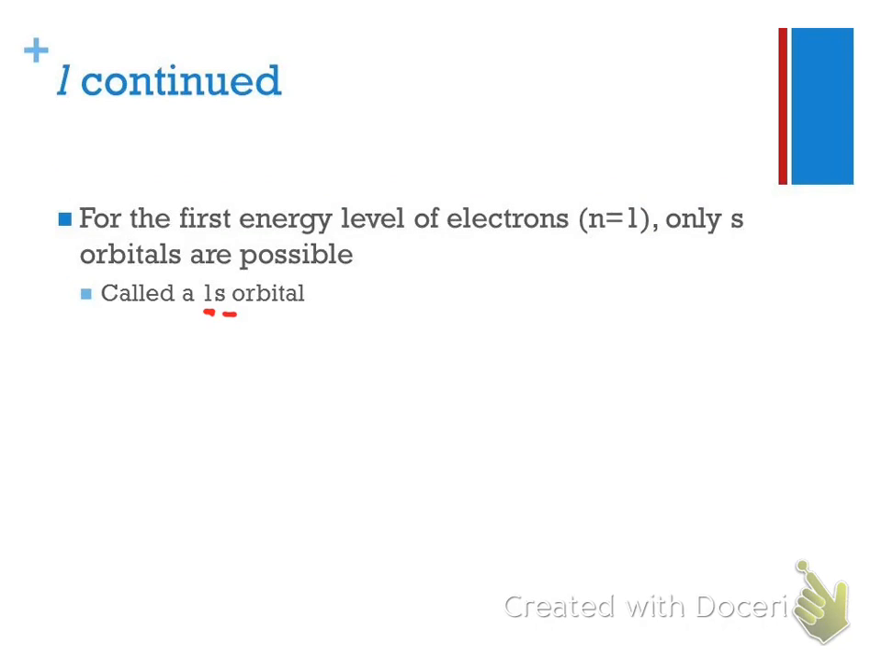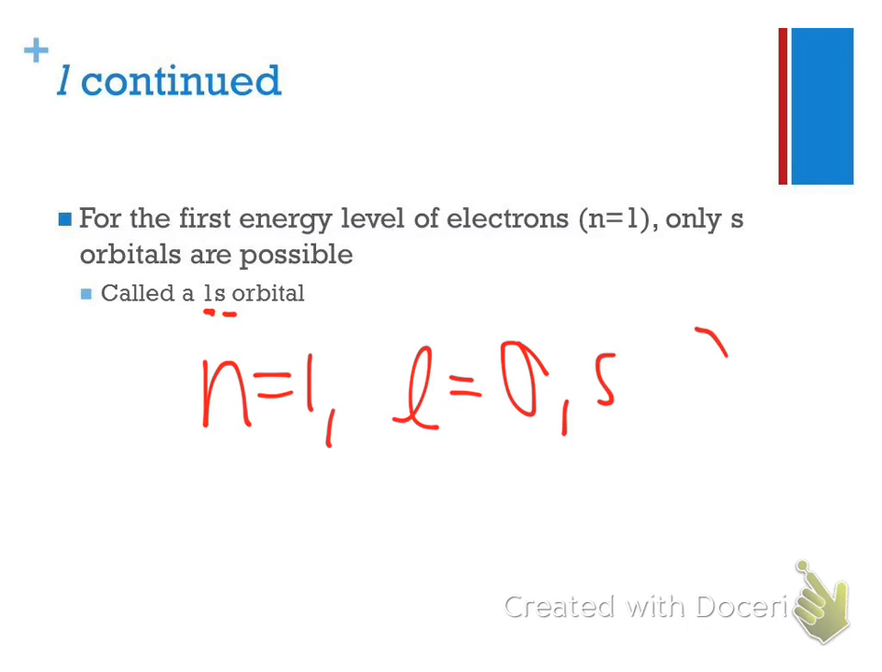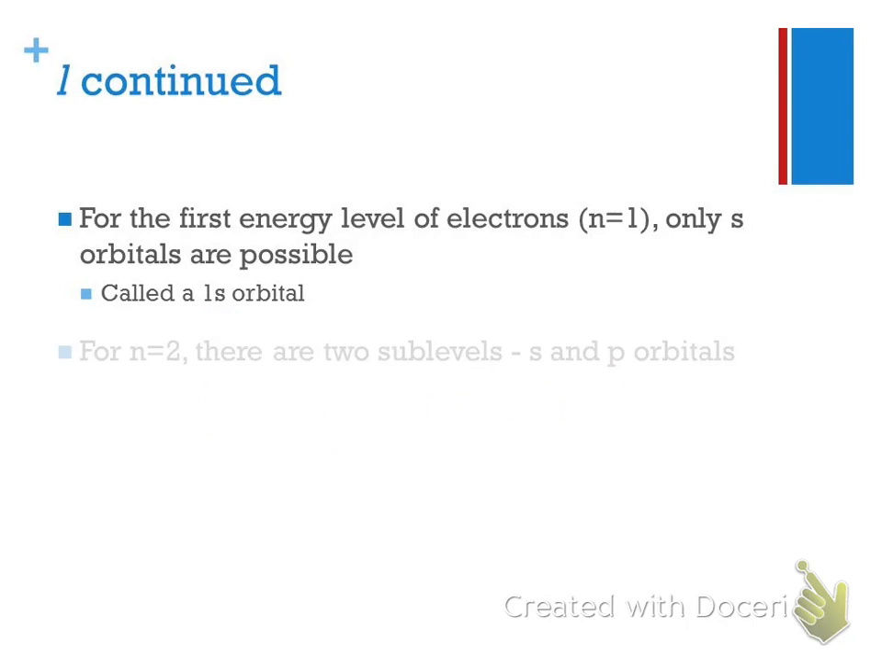Okay, so when we have n equals 1, we know that L can only be equal to 0, which corresponds to an s shape, which is a sphere. Okay, so that one s orbital will contain that electron.